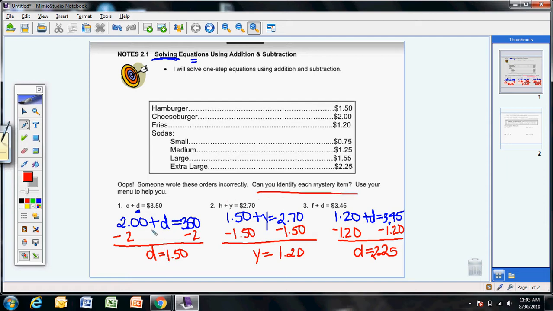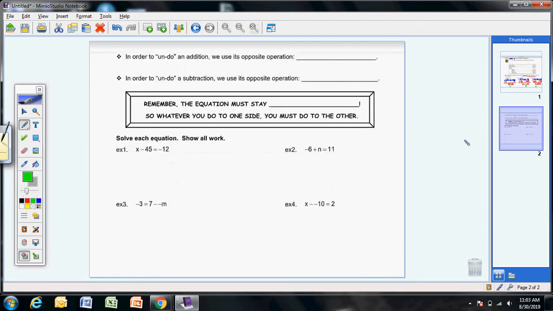So let's figure out what this is. Can you identify the mystery item? The mystery item in number 1 was a hamburger. The mystery item in number 2, $1.50, that's some French fries. And the mystery item over here, $2.25, that was an extra large soda. Okay, so hopefully you got those right. If not, we're going to practice that today.